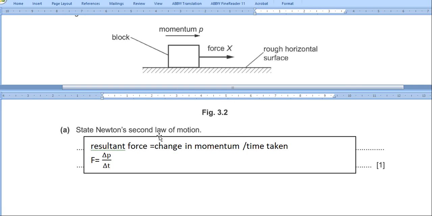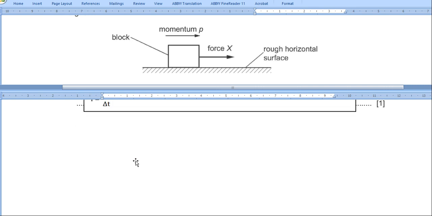State Newton's second law of motion. Resultant force equals change in momentum over time taken, or in symbols F equals delta P over delta T. This is one of the versions of Newton's second law. In IGCSE it is resultant force equals mass times acceleration. At A level you should consider resultant force as change in momentum over time taken.